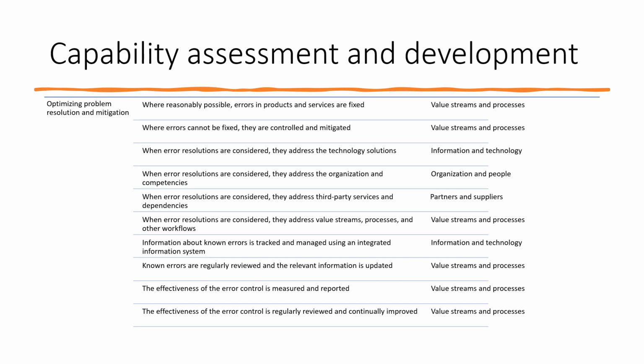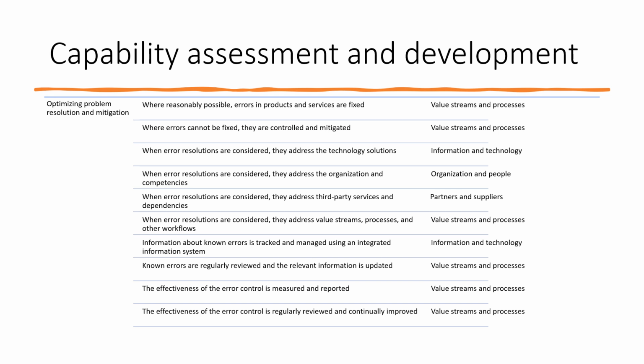The criterion for the organization and people dimension: when error resolutions are considered, they address the organization and competencies. One criterion for the partner and supplier dimension: when error resolutions are considered, they address third-party services and dependencies.